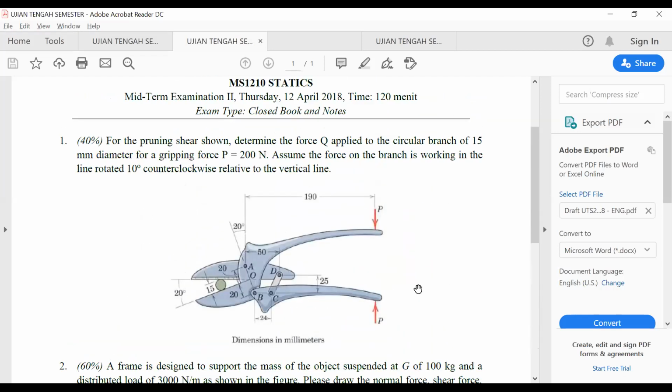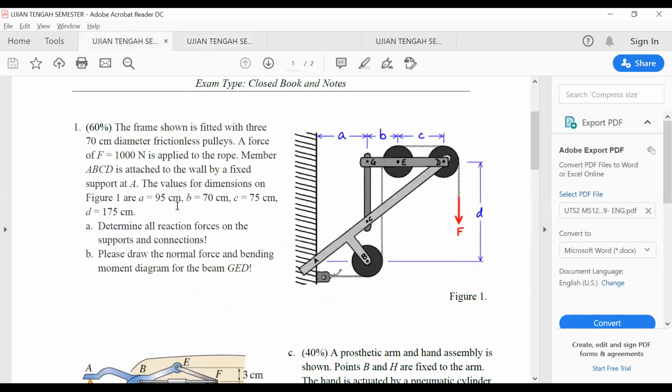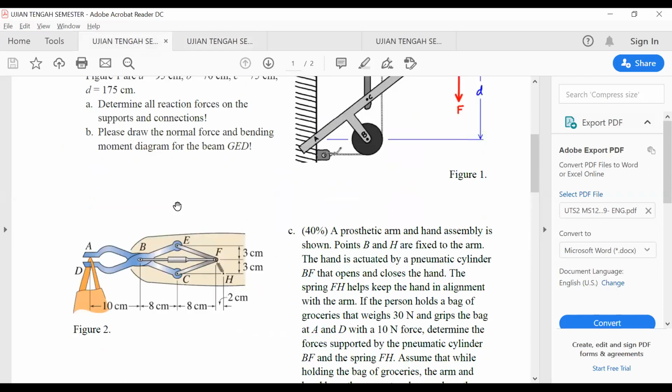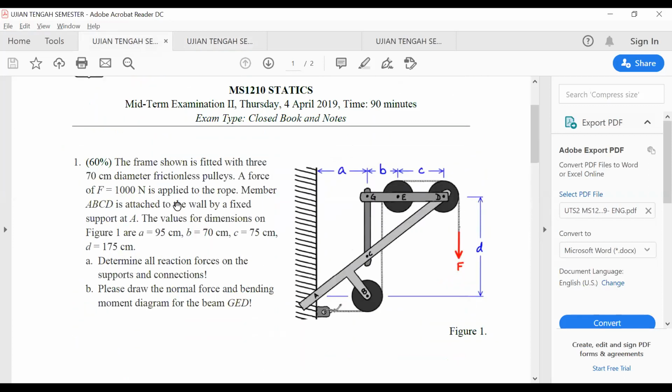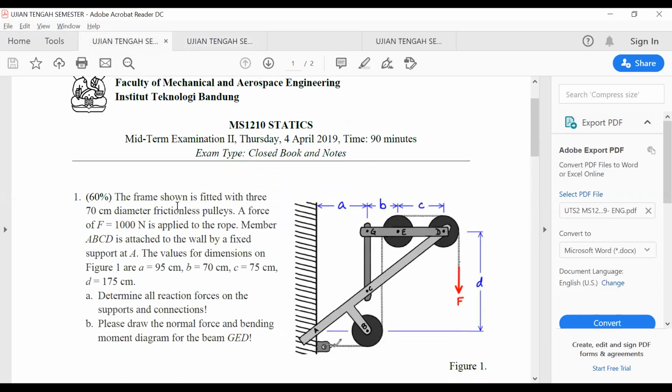For this one, it is slightly complicated as well, but this one is a frame, so I believe you're supposed to know how to solve it. This one is an example problem. Sorry, this one is last year's exam.